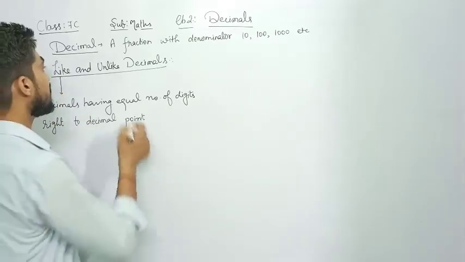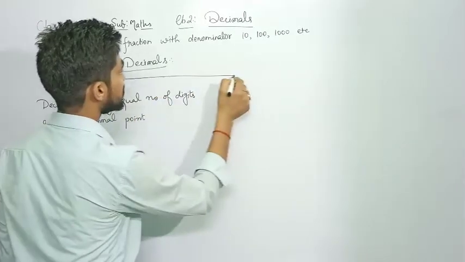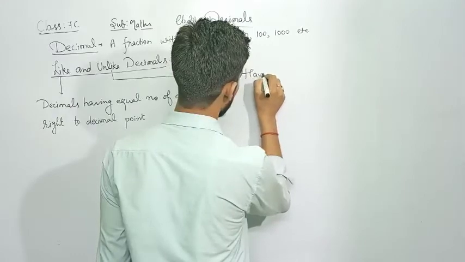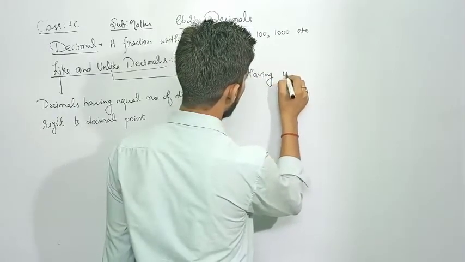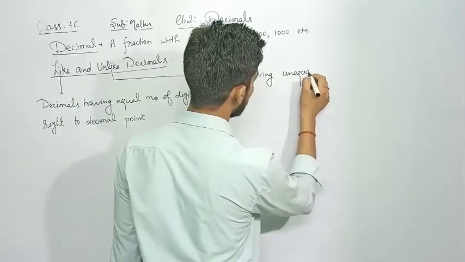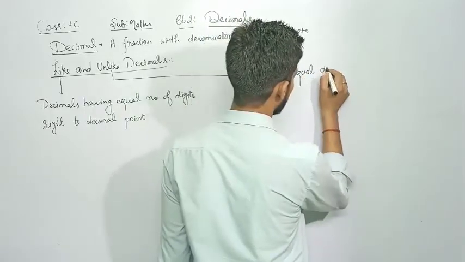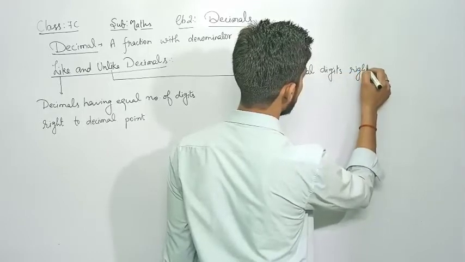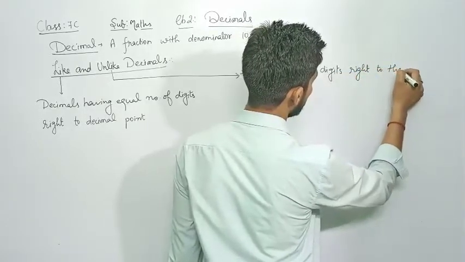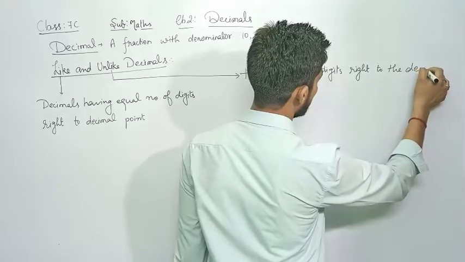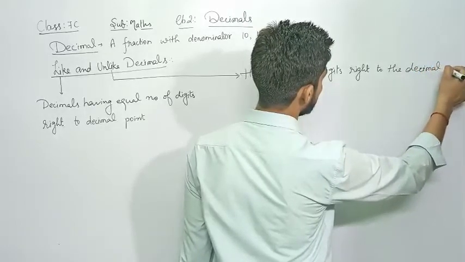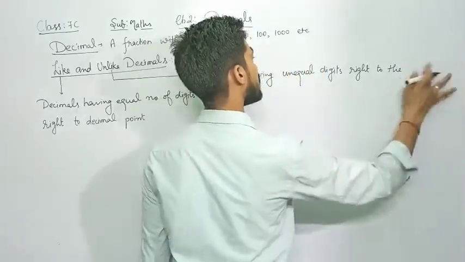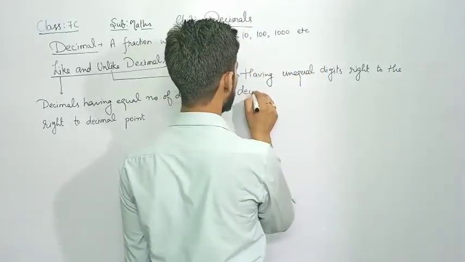Now, what are unlike decimals? Unlike decimals are those having an unequal number of digits right of the decimal point.